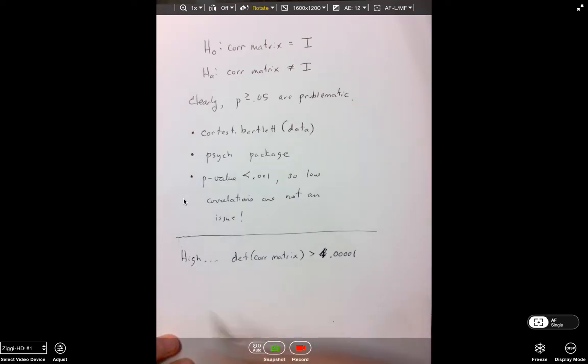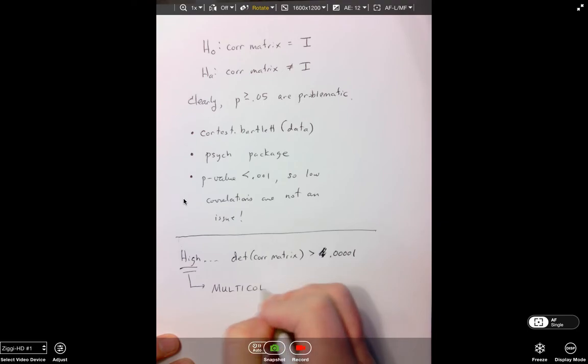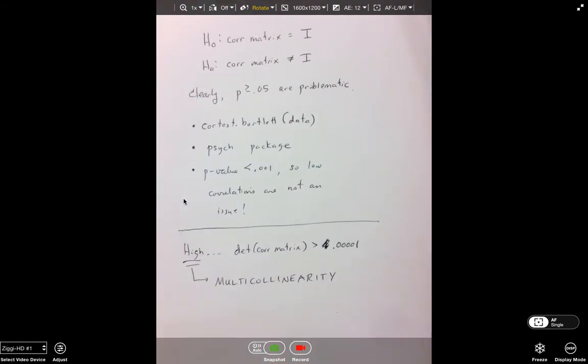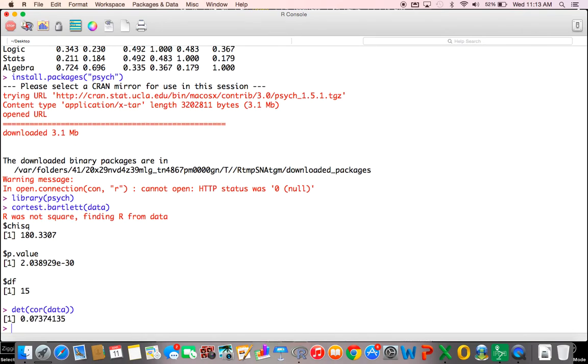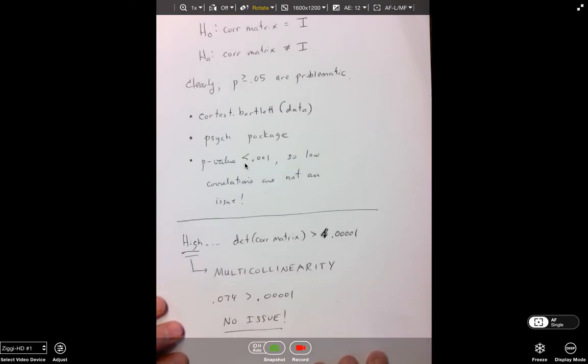Now, guys, again, what's the big issue with high correlations? Well, it's that M word again, multicollinearity. That may be a test question. Spell multicollinearity. Guys, let's jump out, go back to R. Let's run the determinant of our correlation matrix. And we get a value for the determinant of 0.074. So 0.074 is clearly bigger than this, and we have no issue, okay?